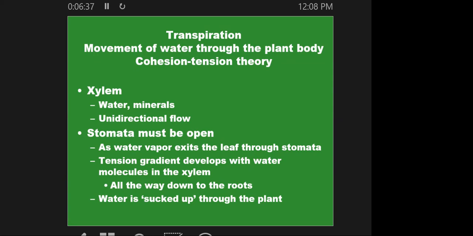So the cohesion tension theory, thinking about water molecules that cohere to each other. So you have to have a solid column, so to speak, of connected water molecules all the way through the xylem, all the way down to the root tissue in order for it to have that successful tension force pulling it up.